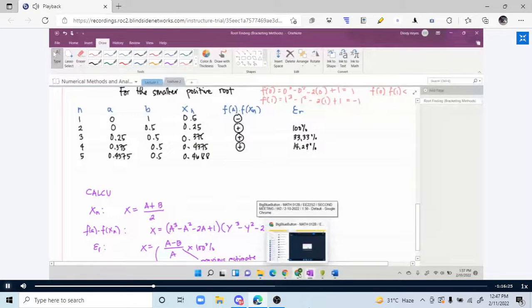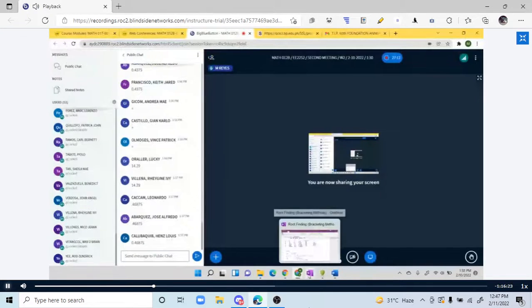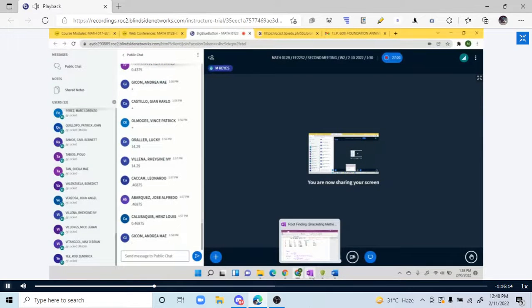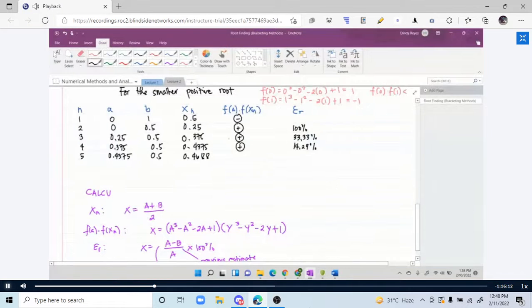.4375 and then 0.4688 for x sub n. What's the sign of the product of f of A and f of x sub n? Negative is correct. So if this is negative, we change B. Right? Kindly compute for the relative error in the fifth iteration. So this is 0.4375 still, and then B would be 0.4688.